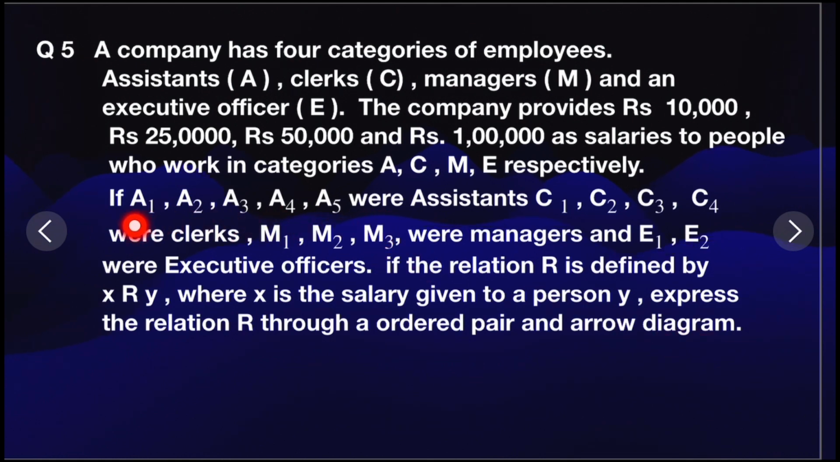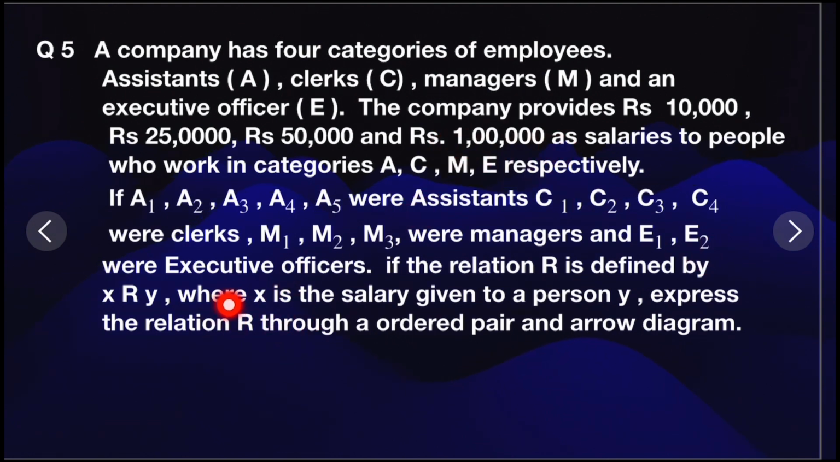So we have assistants. They are getting a salary of 10,000 and there are 5 assistants. The A1, A2, A3, A4, A5. Clerks, only 4 clerks, C1, C2, C3, C4, and each will get 25,000. Managers, 3 managers, M1, M2, M3, they'll get 50,000 salary. Executives, only 2, E1, E2, 1 lakh salary.